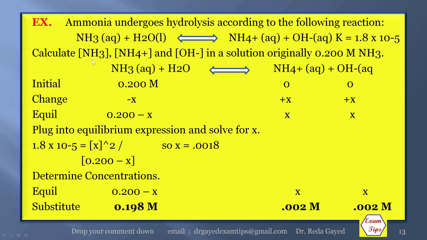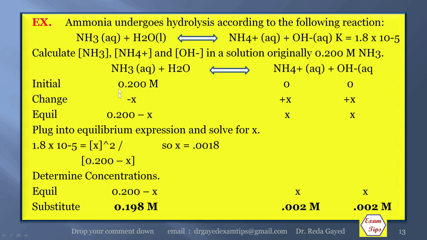So here, calculate NH3, NH4 plus, hydrogen, and hydroxyl anion in a solution originally 0.2 mole NH3. Only the reactants are given, it is 0.2 mole NH3, and water here is not considered. Why not considered? I told you to go back to part 1. Here ammonium cation is 0 and hydroxyl anion is 0. Aqueous. You will consider aqueous solution.